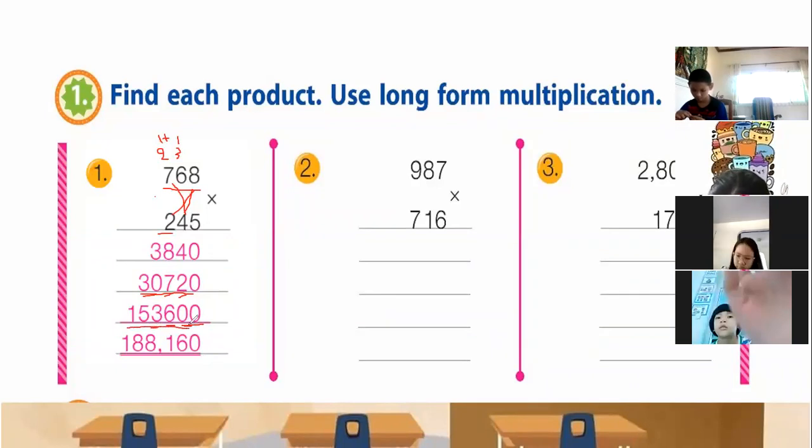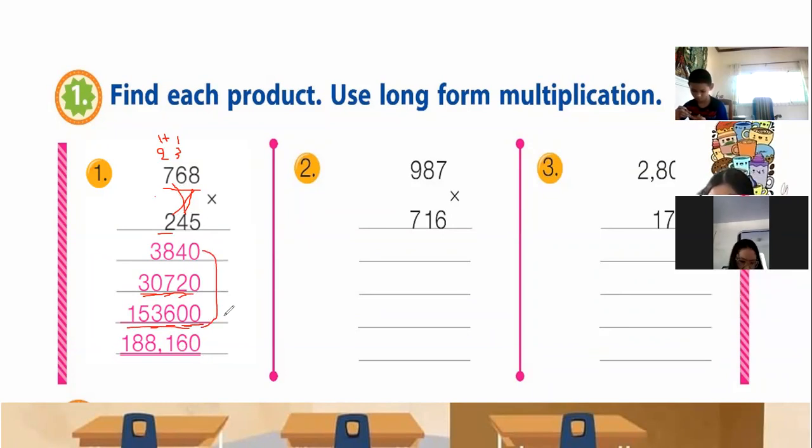So now here we have the product of 200, right? Which is now what we have to do, we have to make the sum of that. Okay, we have to add them all. So while adding 3,840 plus 30,720 plus 153,600 is equal to 188,160. That's our answer.